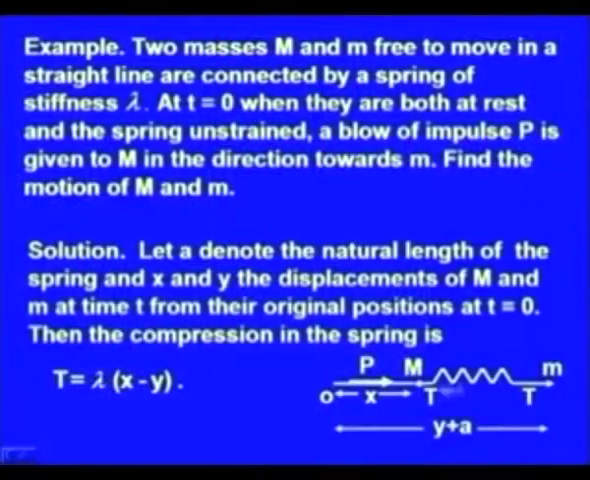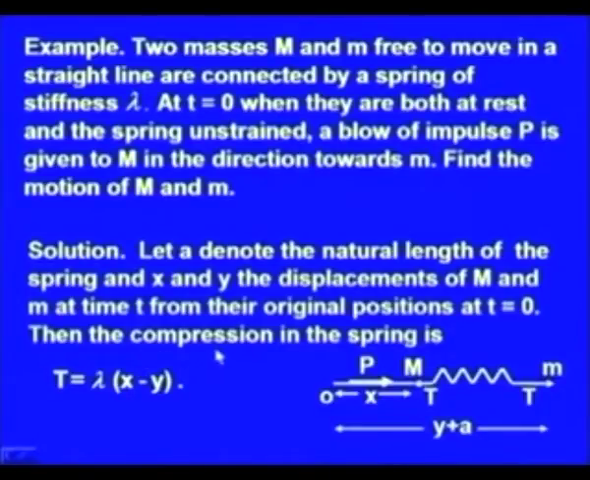So, let us say this is our spring, a is its natural length, and x and y are the displacements of the mass capital M and the small m from their original positions at time t equal to 0, that is from the equilibrium position. So, at time t equal to 0, the mass capital M is at distance x from the origin, and the mass small m is at the distance y plus a, where a is the natural length of the spring and y is the displacement of the mass small m from its original position.